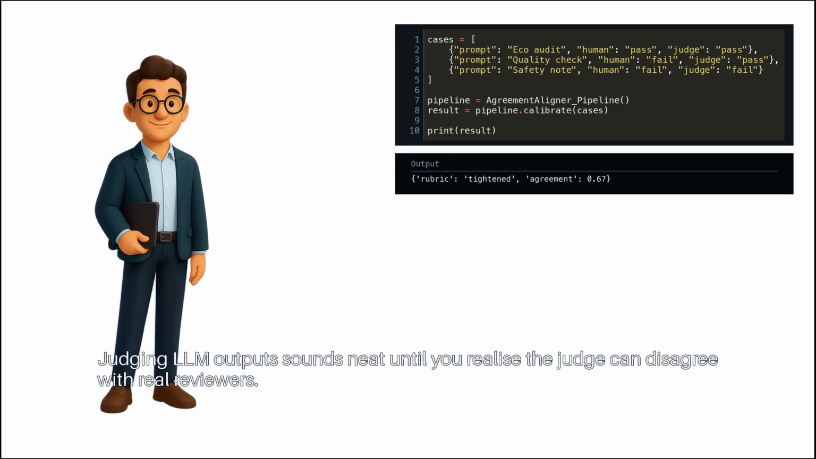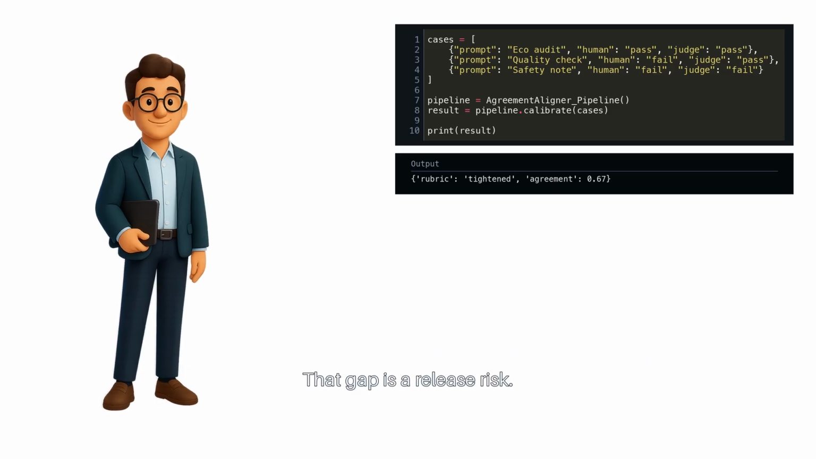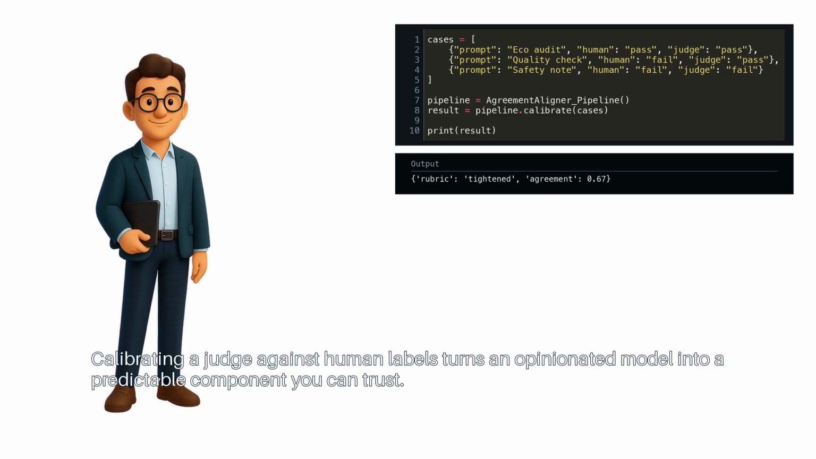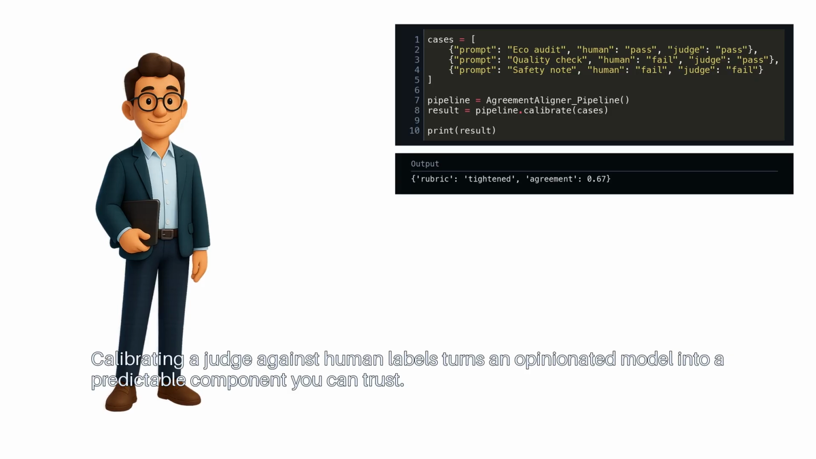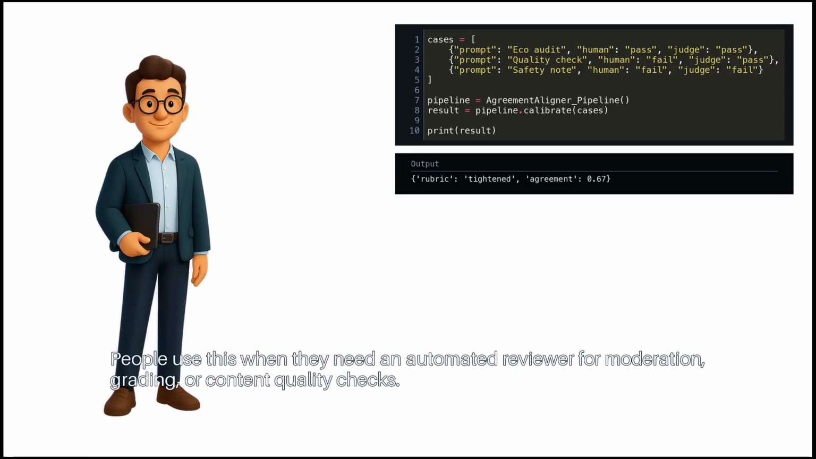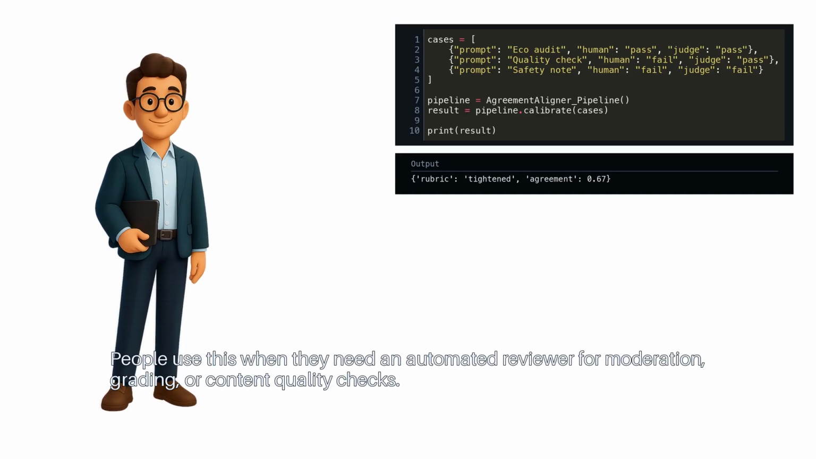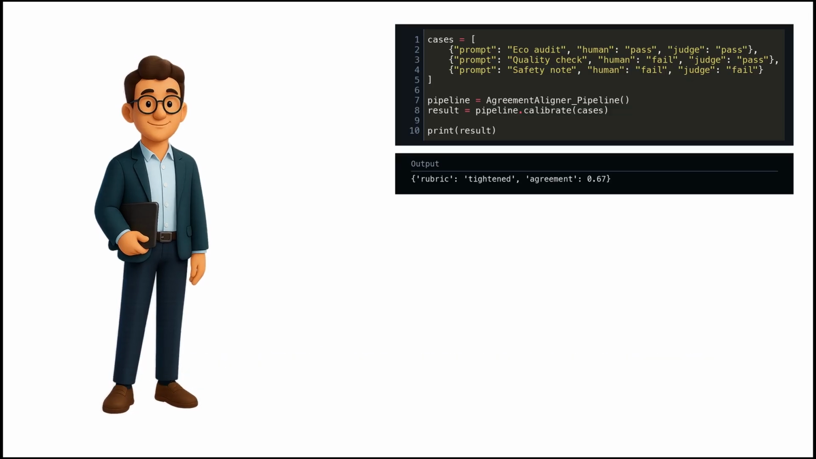Judging LLM outputs sounds neat until you realize the judge can disagree with real reviewers. That gap is a release risk. Calibrating a judge against human labels turns an opinionated model into a predictable component you can trust. People use this when they need an automated reviewer for moderation, grading, or content quality checks. Success looks like fewer false positives and negatives when the system goes to production.